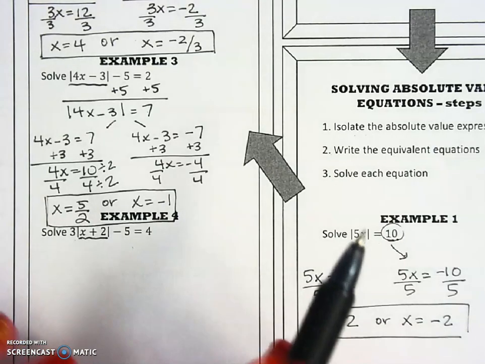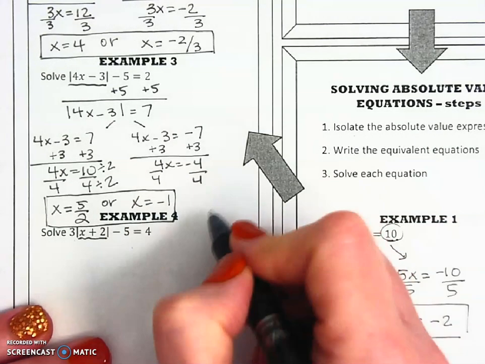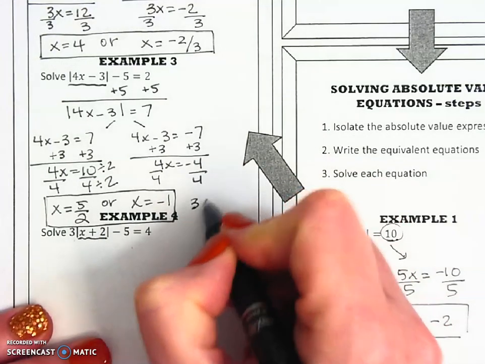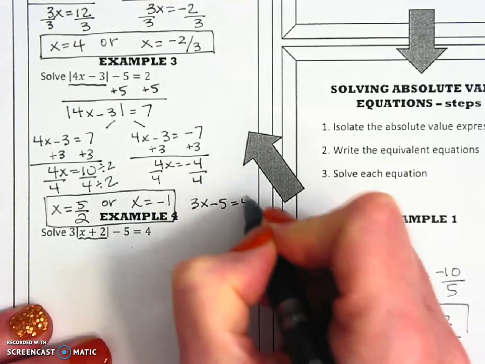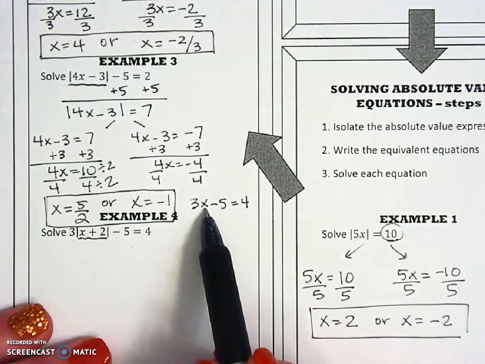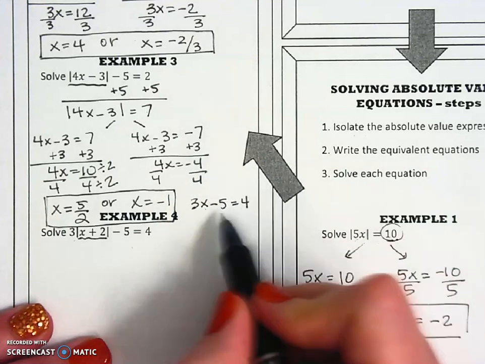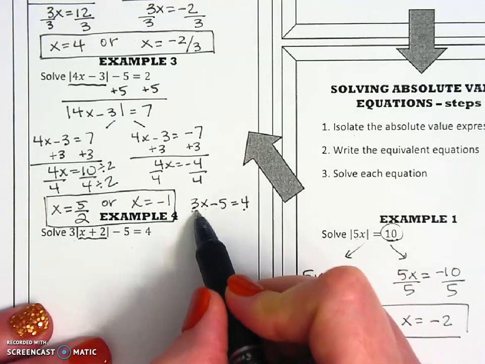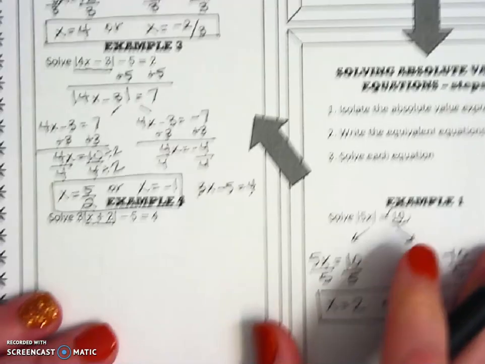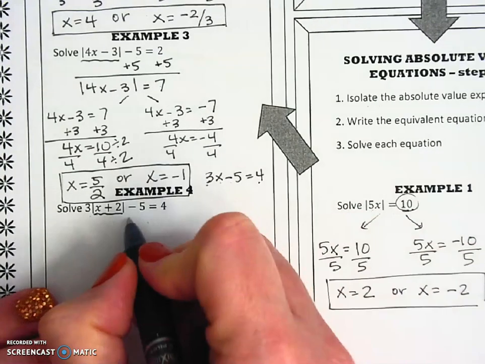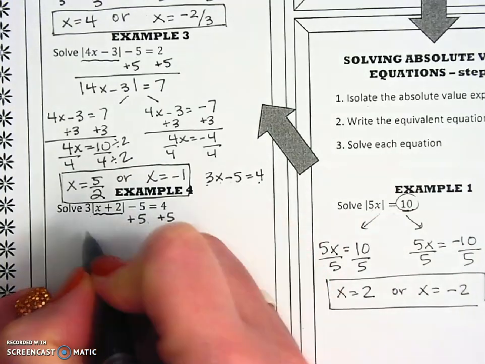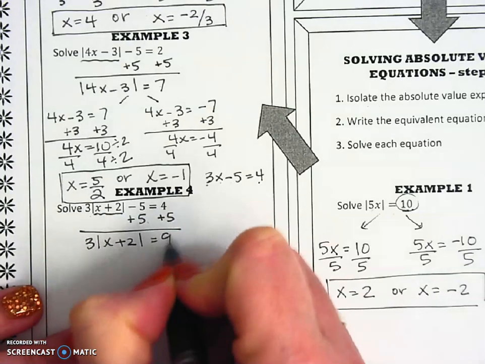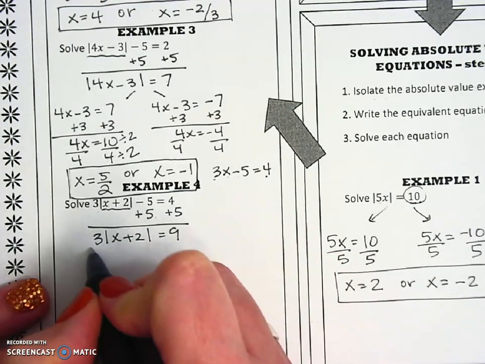So in case you're stuck and you don't know which one to take care of, think about it like this. Let's say instead of the absolute value, let's say I had this. Okay, all I've done is replace the absolute value with just a regular variable. What would you do first? You would add 5, and then you would divide by 3. That's the same thing we're going to do here. We're going to add 5, and then we're going to divide by 3.